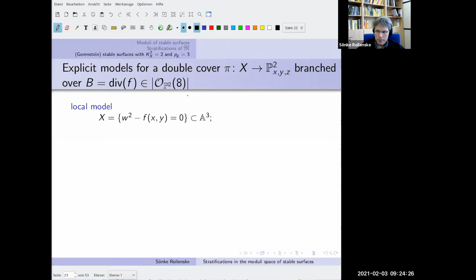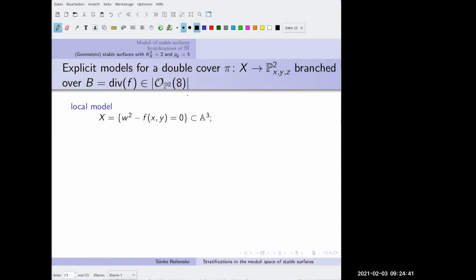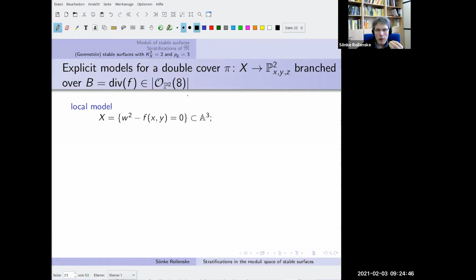Okay, I didn't know how many graduate students would be here, so this is the educational part. I'm going to go over it very quickly. I want to look at explicitly how this double cover of P2 behaves. So I have a double cover X over P2, and it's branched over a divisor in |O(8)|, so it's a plane octic.